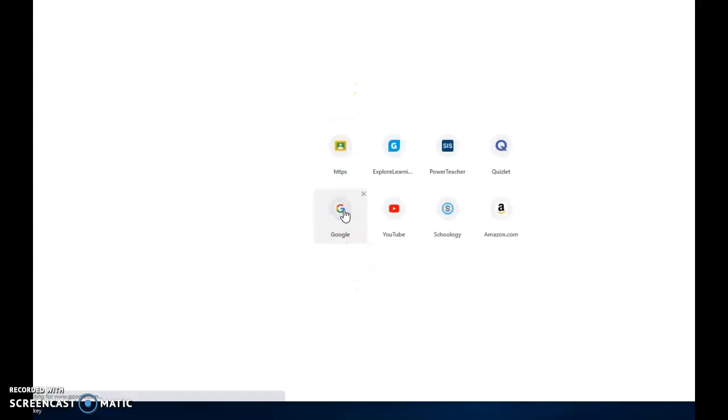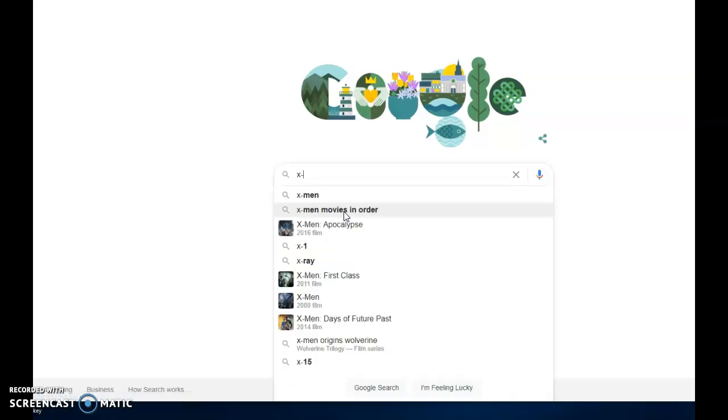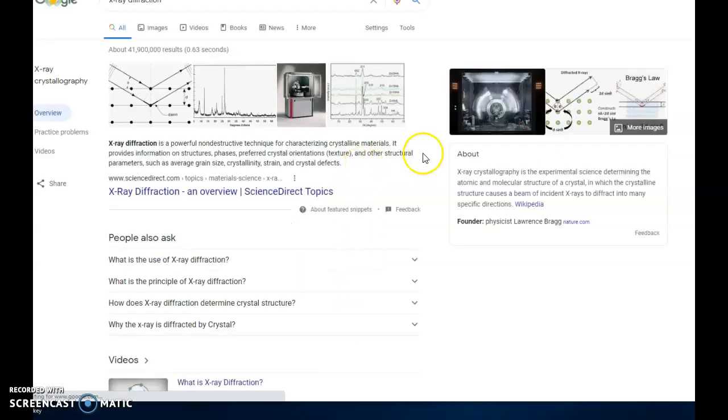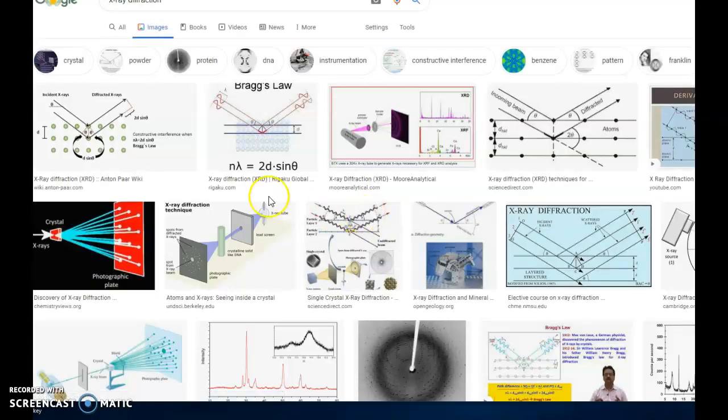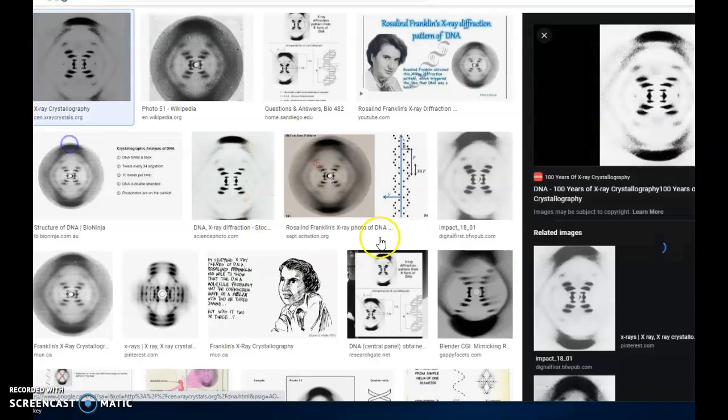So if I go here to, and I'm telling you, my internet for some reason is slower than slow this morning. I think it's tired. Okay, so let's see here. X-ray, not X-rats. X-ray diffraction, there it is. And I want to get a picture of it. Go to image. And this is good.